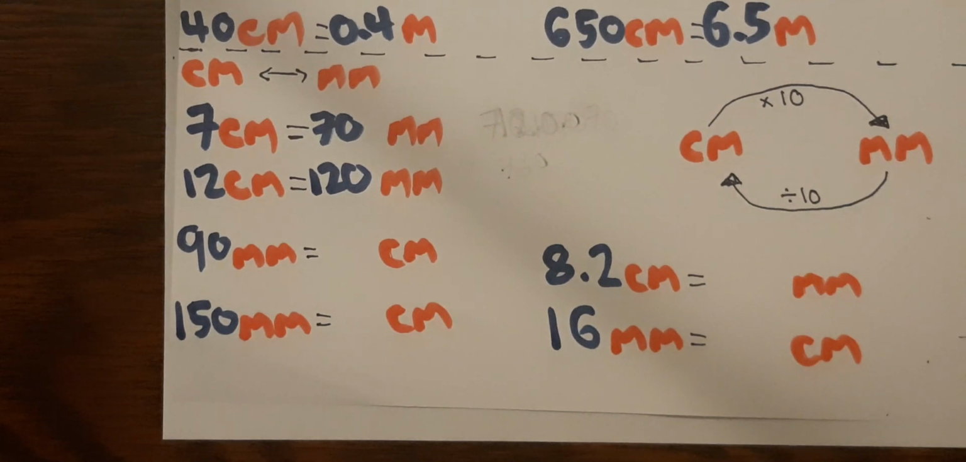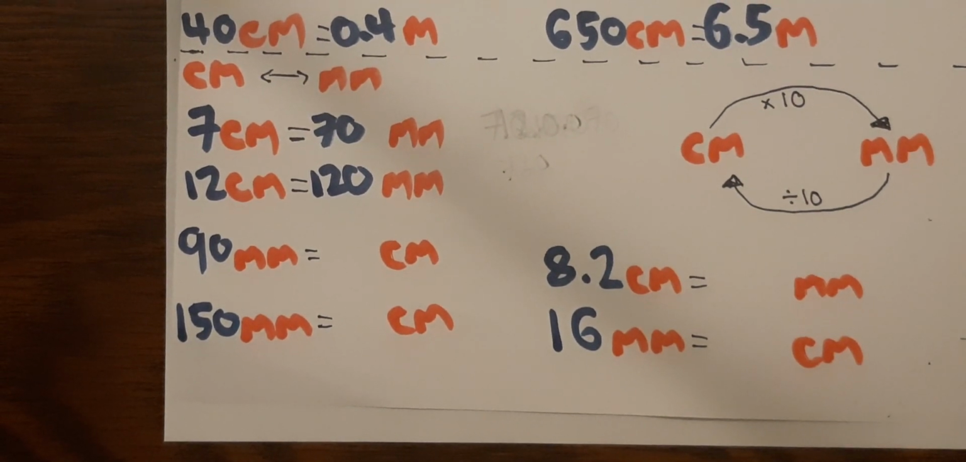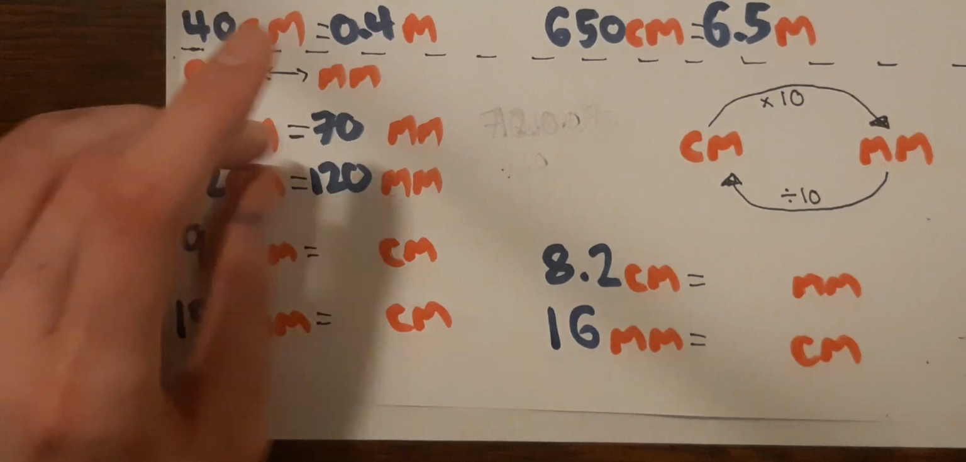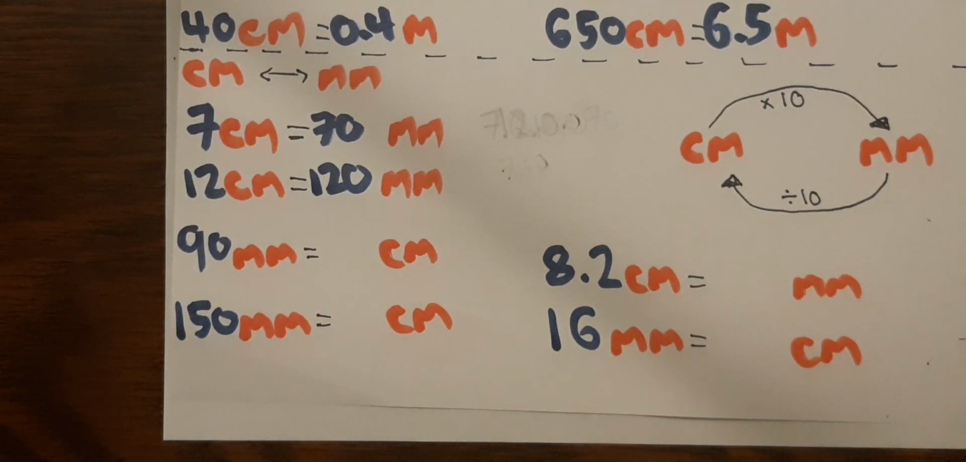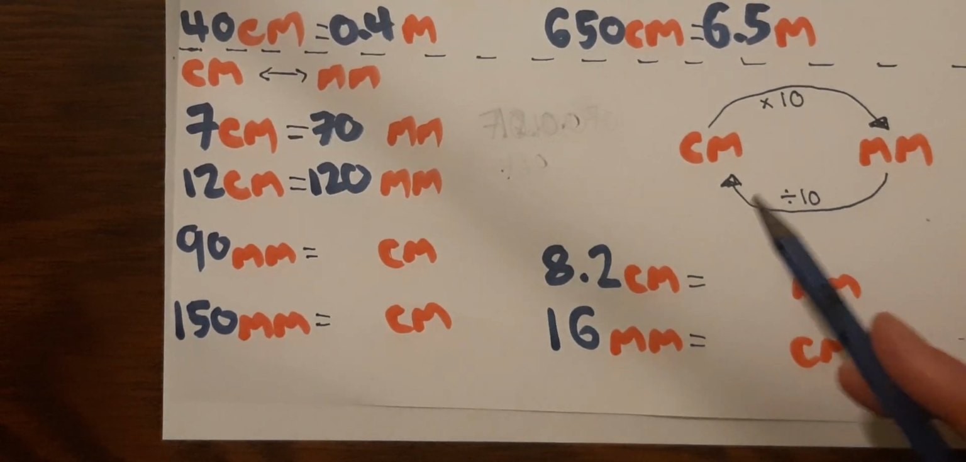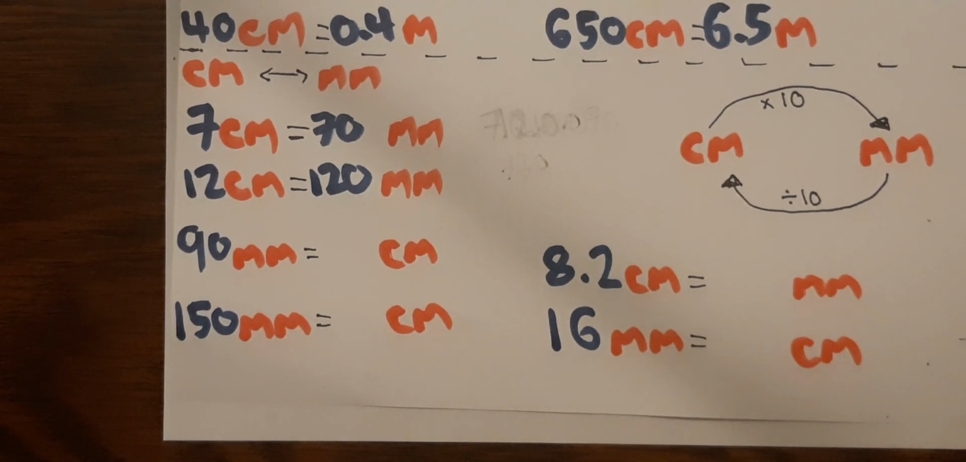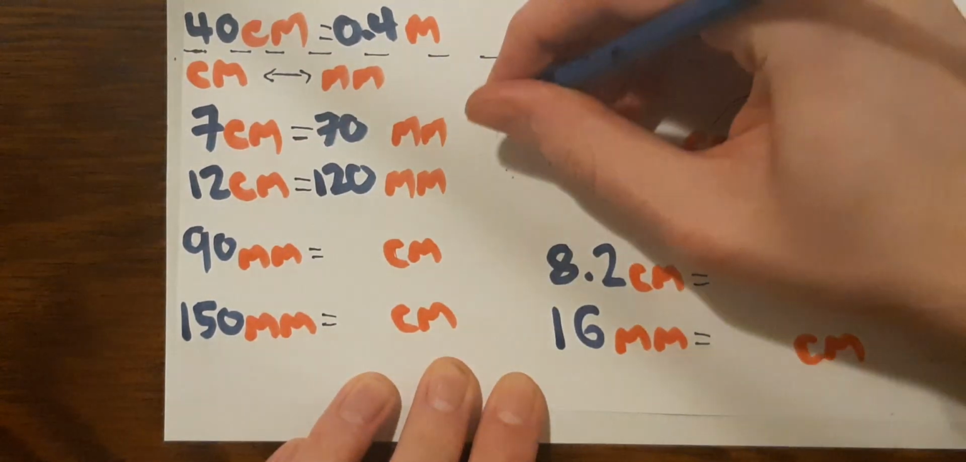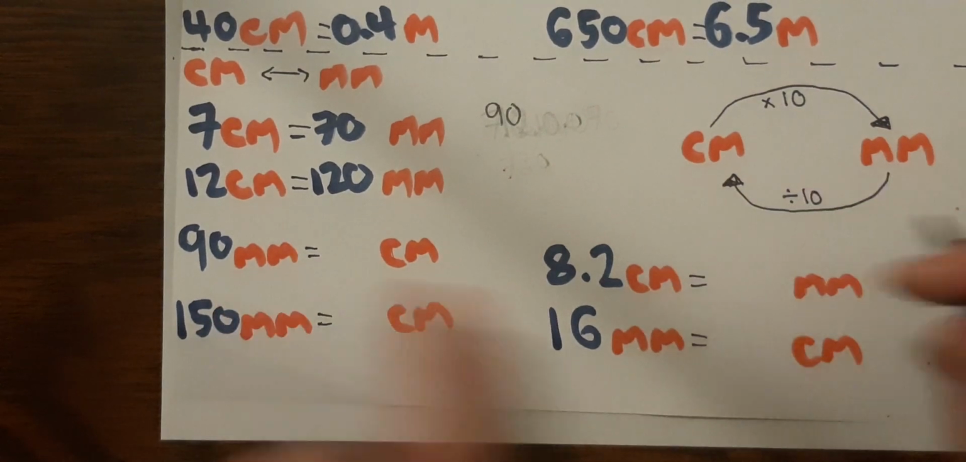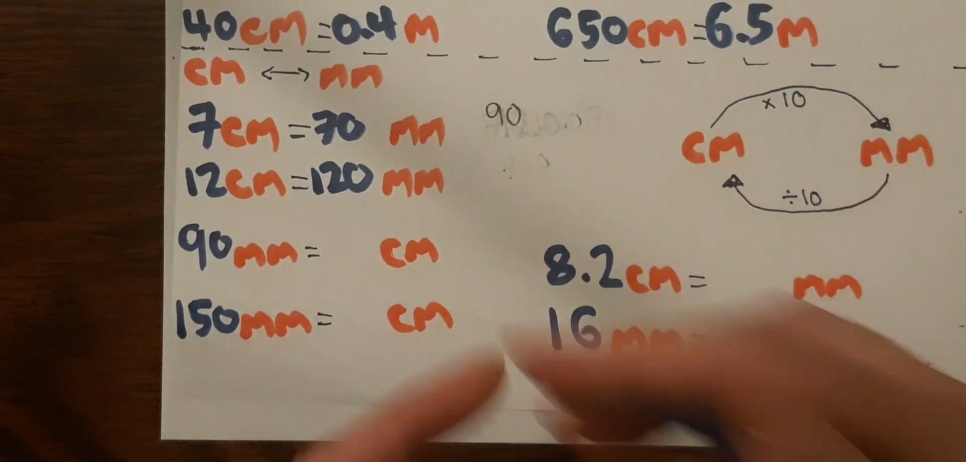That's all it is. Good mathematicians know all the tricks. All right. So we went from centimeters to millimeters. Let's do the reverse. How do we do that? Divide by 10. All right. So first example, we've got 90 millimeters, and we want to go to centimeters. So we're going to divide that by 10.